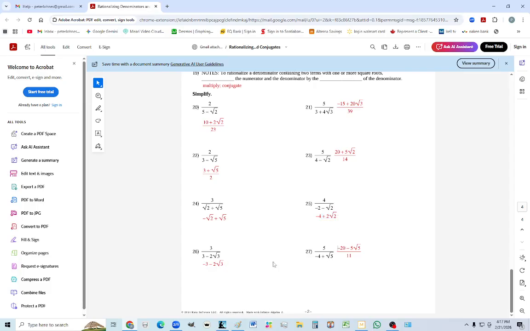It's the same technique over and over again. So that's that one. I'll do the other pages later.